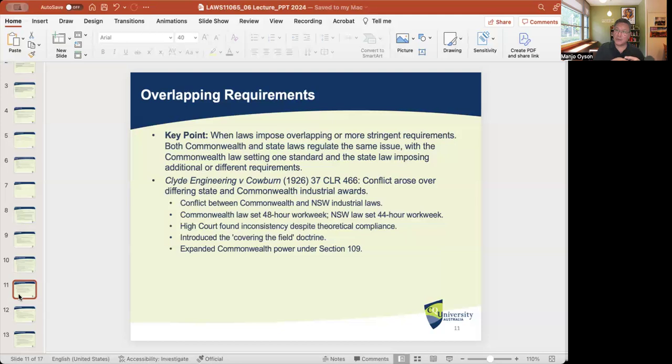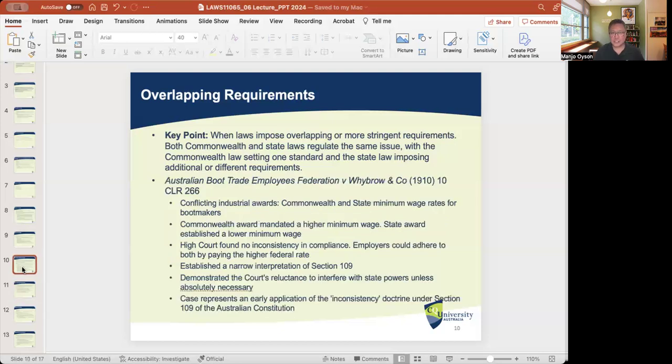In the other scenario we had, which was the case of Australian Boot Trade Employees Federation and Whybrow, it was different because it was the Commonwealth which mandated a higher minimum wage, and it was the state which established a lower minimum wage. And it therefore meant in this Australian Boot Trade Employees case, as I mentioned, that simply by trying to pay the higher wages, the employer would be able to comply with the state award as well, which imposed a lower wage.